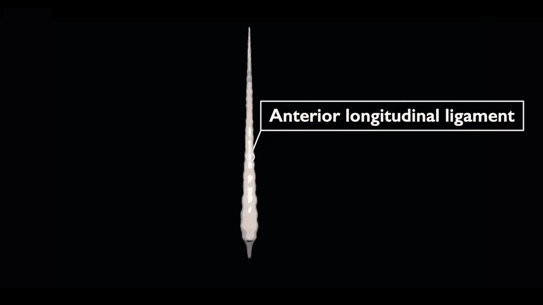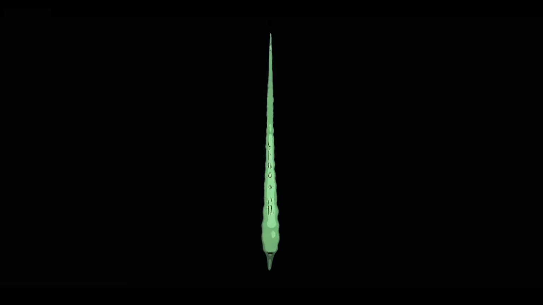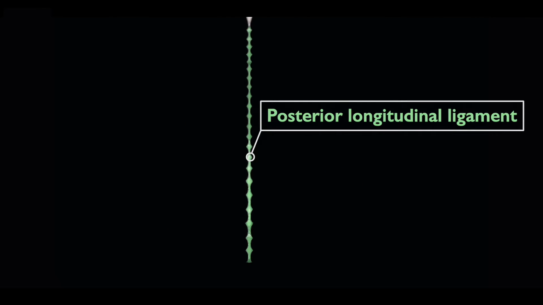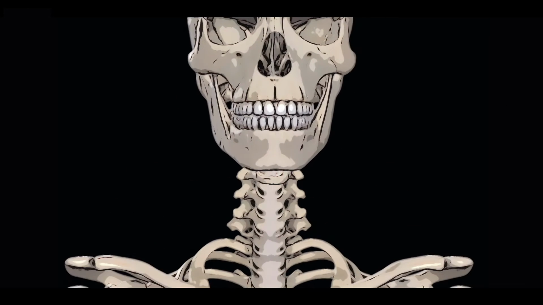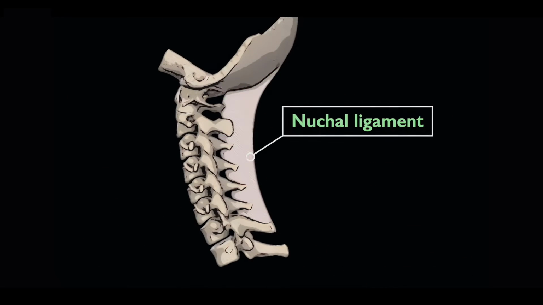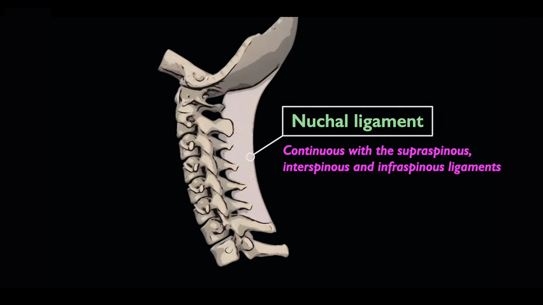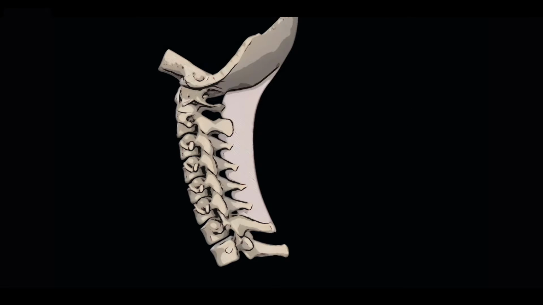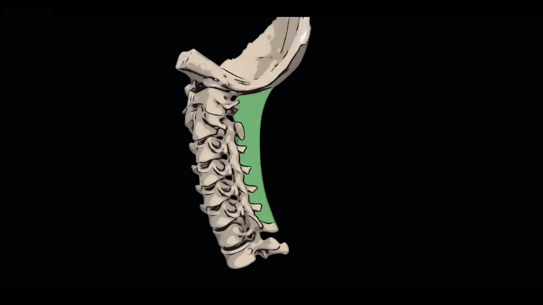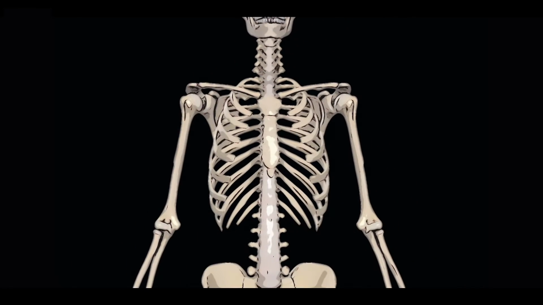The vertebral bodies are stabilized by the anterior and posterior longitudinal ligaments. The posterior column is stabilized by the nuchal ligament complex, which contains the supraspinous, interspinous, and infraspinous ligaments, the capsular ligaments, and the ligamentum flavum. Disruption of these ligaments can result in instability of the spine.